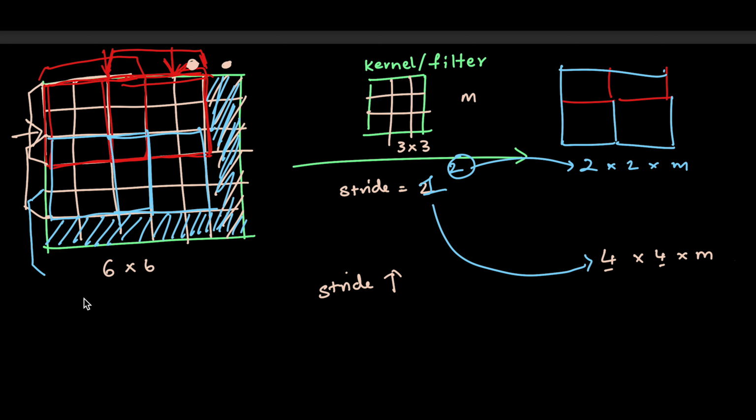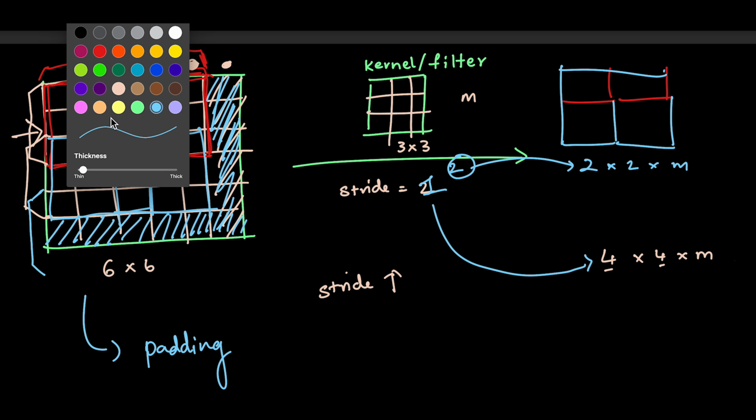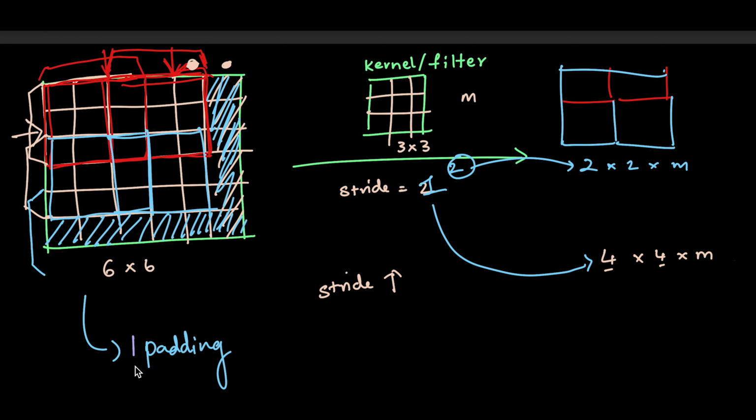Then there comes the concept of padding. In order to cover these missing rows and columns, we can use the concept of padding, and with the help of this particular padding, we'll be able to cover these rows and columns as well, and also we'll be able to get the output in lesser size. In the next video we'll see what this padding is and how it can be useful in order to cover these missing rows and missing columns.